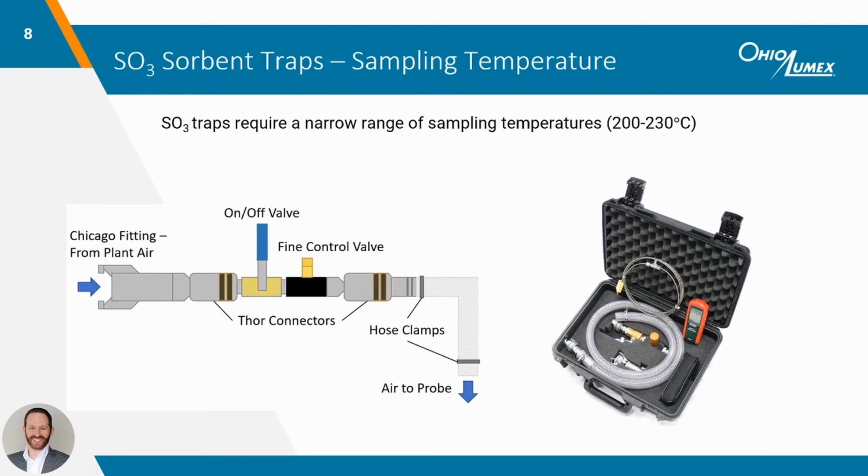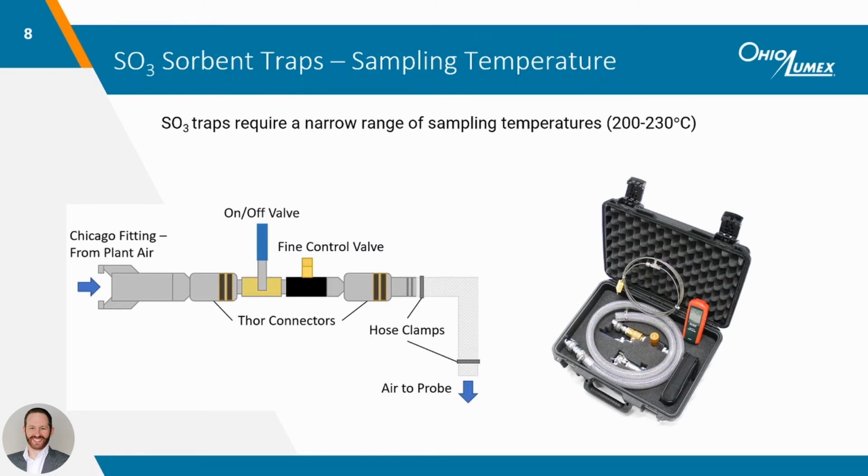The problem is, pushing cold air through a probe that is constantly being heated by duct gas creates a situation where the probe is not at a uniform temperature. Therefore, a standard built-in trap thermocouple is not likely going to measure the real temperature of the sorbent, even if it's only a few inches away from the trap. Additionally, it can be very difficult to find the right amount of cooling air to ensure a stable probe temperature while sampling. To solve these problems, Ohio Lumex has developed a fine temperature control kit for sorbent trap sampling.